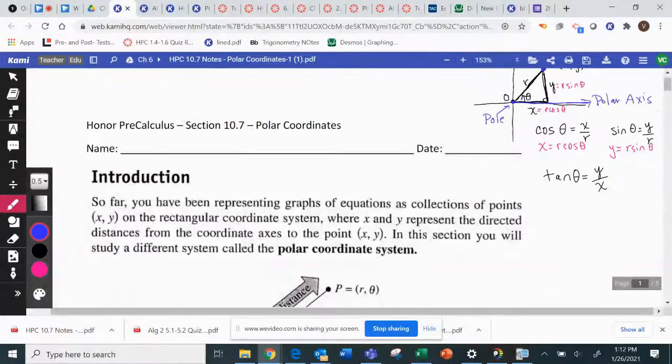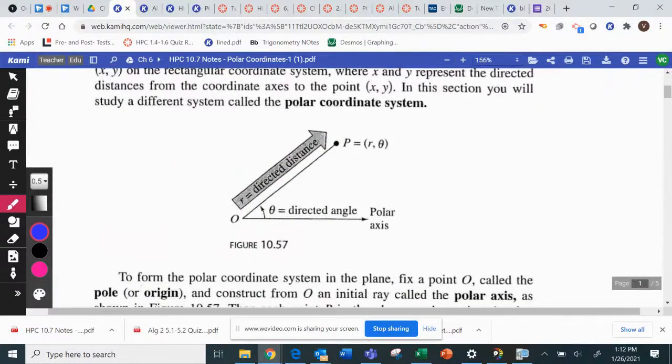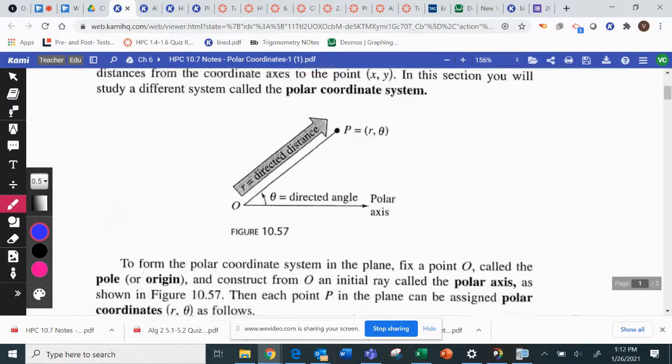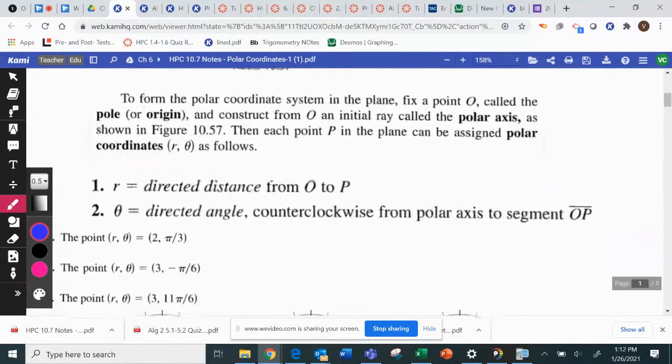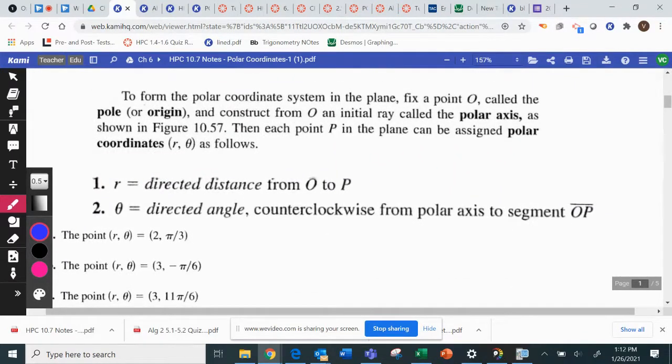I'll go down here, see if I missed anything. Oh, yeah, I know there's one thing I missed. It's in here, though. So R is the directed distance from O to P, the radius, and then theta is the directed angle counterclockwise from the polar axis to the segment OP. So it's going counterclockwise the same way we did in trig.